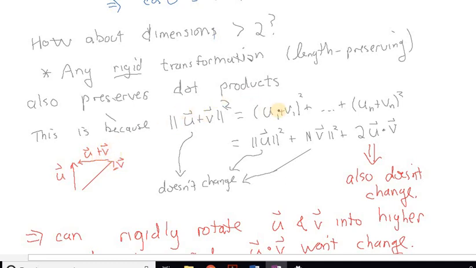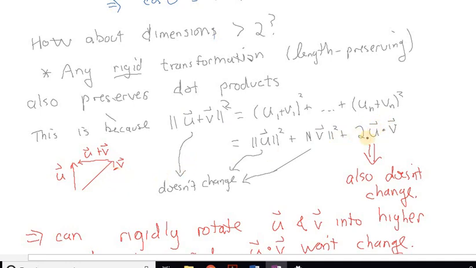Now the length of u plus v squared can be expressed, as we saw before, as the length of u squared plus the length of v squared plus 2 times u dot v. Now on my transformation, as I move this triangle around, this length's not going to change, this length's not going to change, this is not going to change, so this also is not going to change.